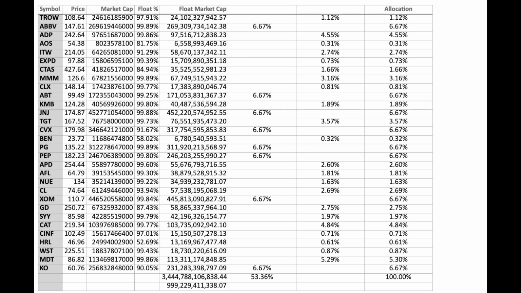All of the market caps were summed in the bottom row, and it was time to assign each aristocrat an allocation in this ETF. I set the allocation cap at 6.67%, which is twice the equal weight split. 8 out of the 30 chosen aristocrats ended up having the max allocation of 6.67%. They were AbbVie, Abbott Labs, Johnson & Johnson, Chevron, Procter & Gamble, Pepsi, ExxonMobil, and Coca-Cola. So these 8 aristocrats will make up 53.36% of this ETF, and the remaining 46.64% will be split amongst the remaining 22 aristocrats, also based on their float-adjusted market cap.